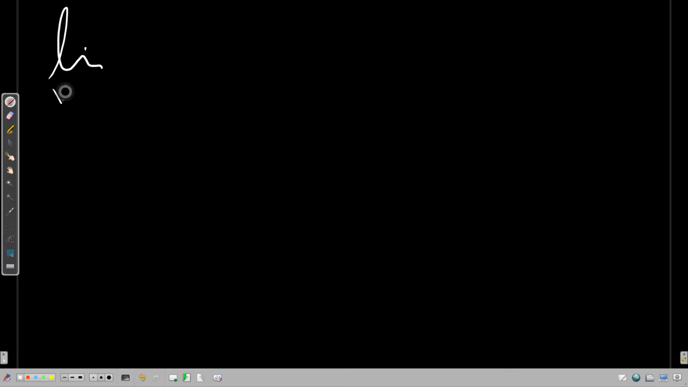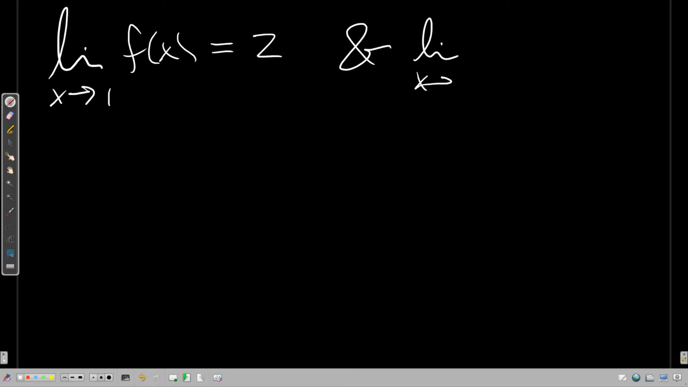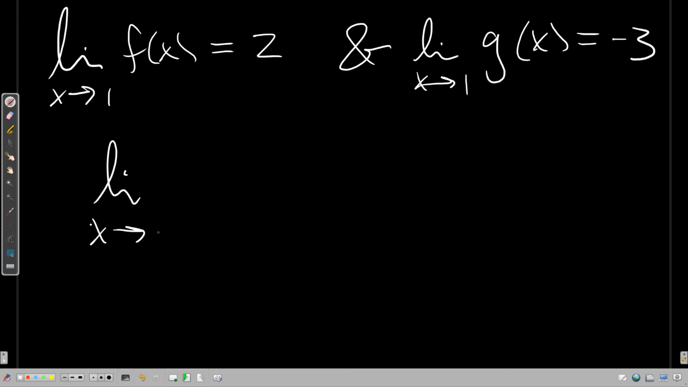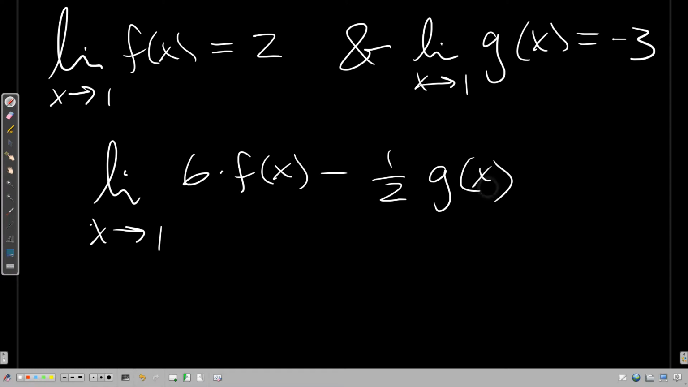What happens is they say let the limit as x goes to 1 of f of x be some number, like maybe 2, and the limit as x goes to 1 of g of x is some number like, I don't know, minus 3, and then they want you to calculate the limit as x goes to 1 of 6 times f of x minus 1/2 g of x, something crazy like that. Or let's do 1/3 g of x. There we go. This big function.